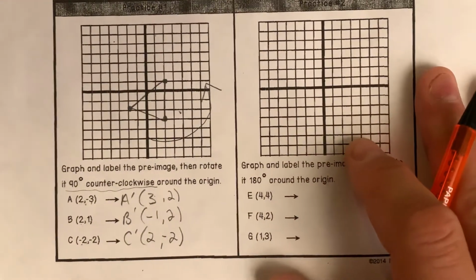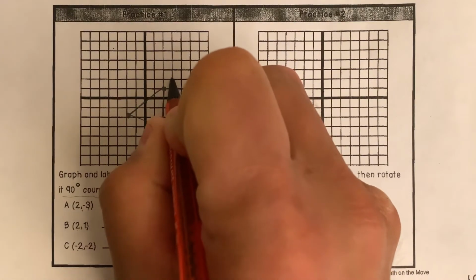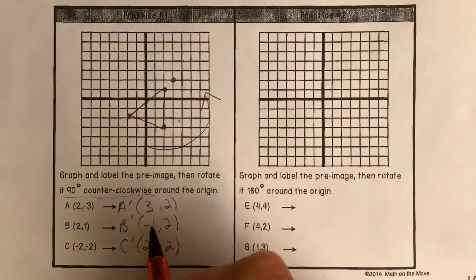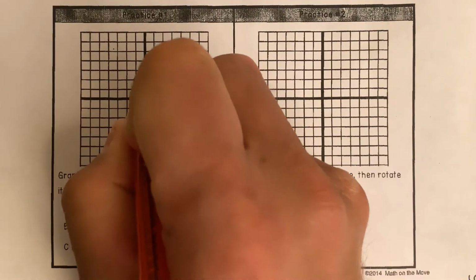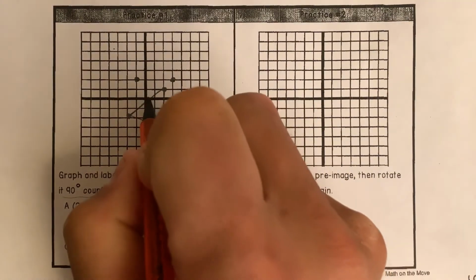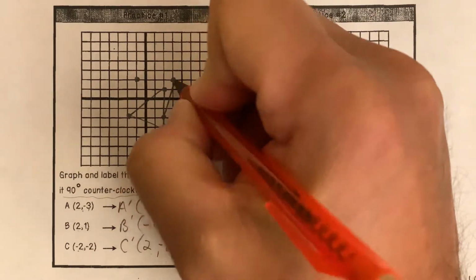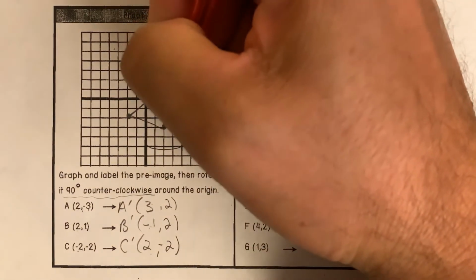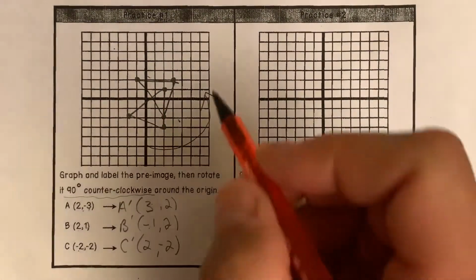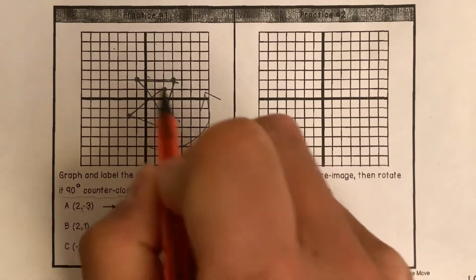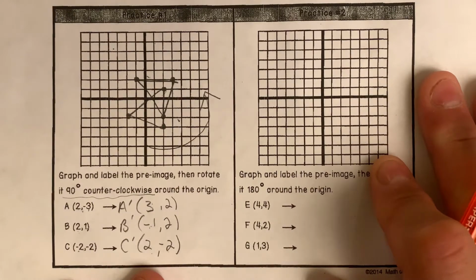Now let's graph it and see how it looks. So 3, 2 is right here. -1, 2. And 2, -2. Kind of get that in there. Try and draw it here. And you can see that it's kind of like I said, kind of stuck in there. It's kind of hard to tell where it started and ended, but that's how it works, that one there.